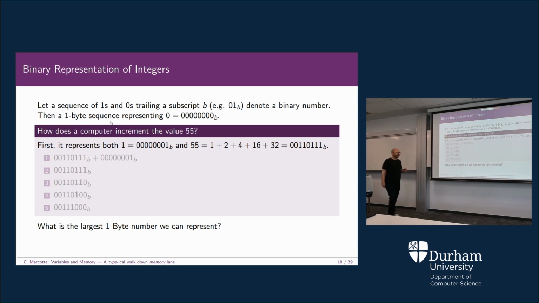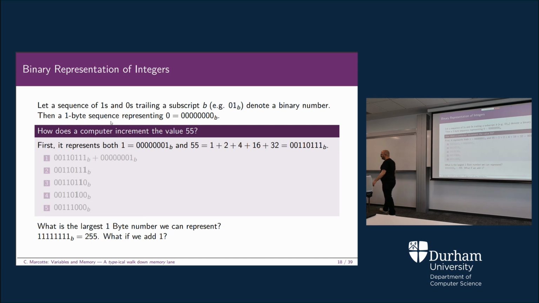So now the question is, what is the largest 1-byte number we can represent? Well, there are 8 1s. So that's 1 plus 2 plus 4 plus 8 plus 16 plus 32. No, I missed somebody. 1, 2, 4, 8, 16, 32. So all 1s in binary is just 255.